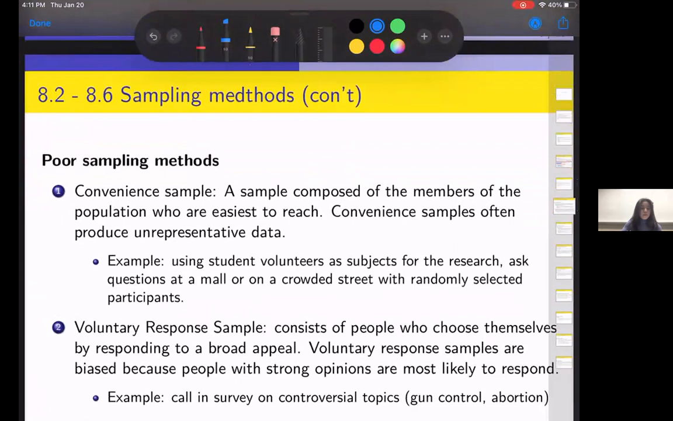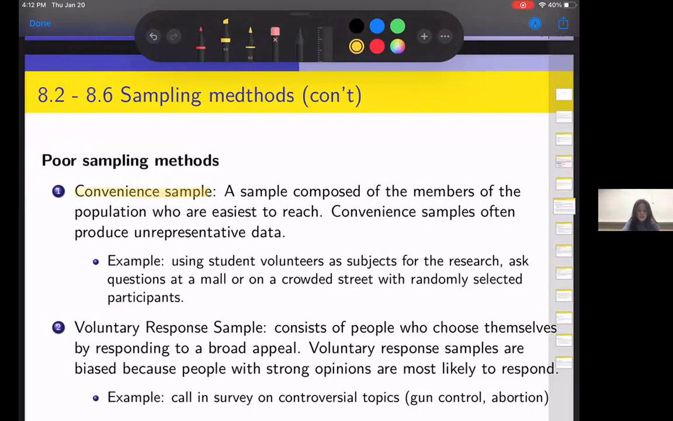The first one is the convenience sample. Convenience, like the name suggests, is a sample composed of members of the population who are easiest to reach, right? Convenience samples often produce unrepresentative data. So you just reach out to whoever is convenient for you. You didn't care about who you were collecting from, but it was convenient for you. For example, using student volunteers as subjects for research, right? So you just pick students that are around you.